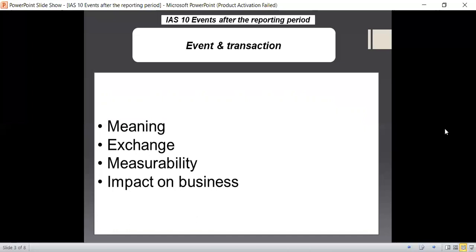As far as the impact on business of the event and transaction is concerned, transactions have immediate monetary impact on the finances of the business. When the transaction happens, we will be seeing an immediate monetary impact on the finances of the business. But this does not happen in the case of events. The impact can be seen in the future, which can be more far-reaching. The events do not have an immediate monetary impact on the business. So there are some points of distinction between events and transactions.